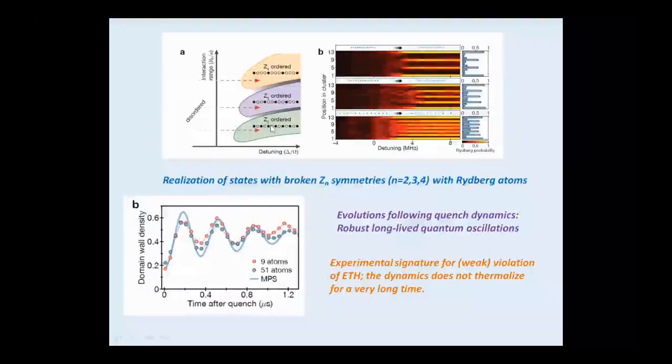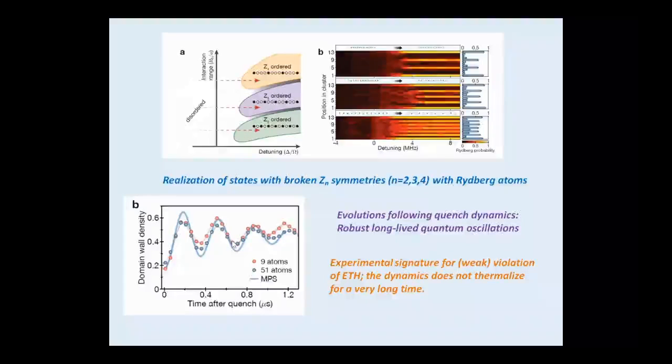So now you can have Z2, Z3 or Z4 ordered, and then what happens is that as you increase this detuning, you can go into these states, and if the detuning is really small, everything stays in the ground state, so there is no Rydberg excitation. Okay, so that's basically the phase diagram. So what people now did in the experiment is that they started from this Z2 ordered state. They quenched from this Z2 ordered state to the disordered state, and then they wanted to see how the system evolves. So this is a sudden quench.